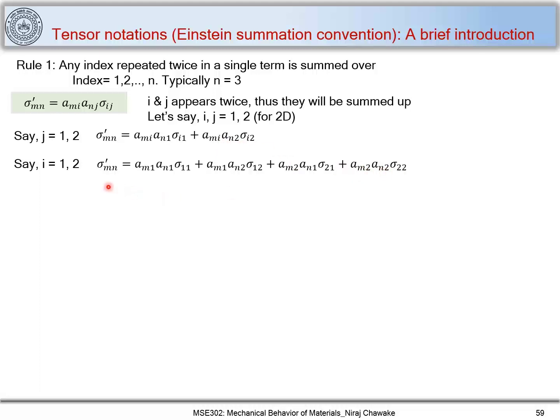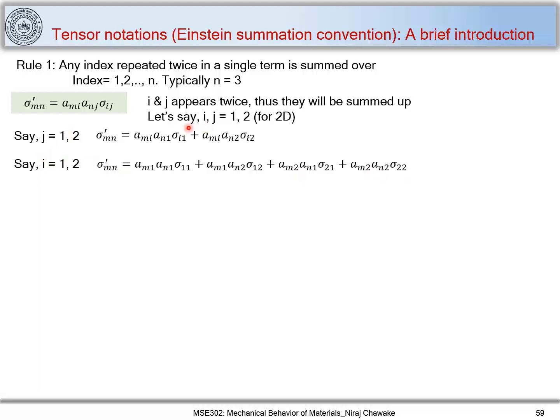So we can see that we summed over j and i, and you can see that you have 4 terms which were just compacted into one term. So this is what is the Einstein summation convention. What it says is that if any index is repeated twice, it must be summed over. So we summed over i and j because they were repeated twice.